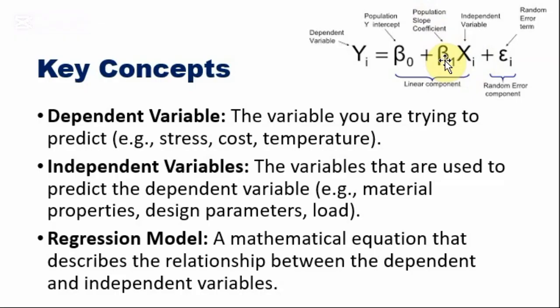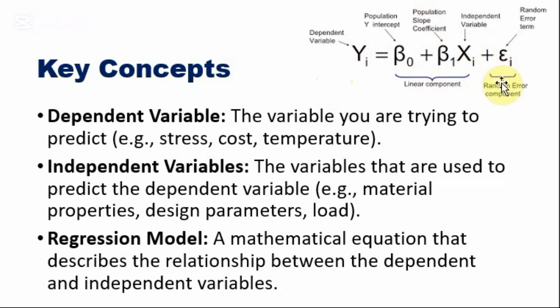This is the coefficient. Now, but this is the independent variable. The x is independent because it's assumed that it's determined by factors outside the model. But your y is dependent because it's depending on what the independent variables are giving it.